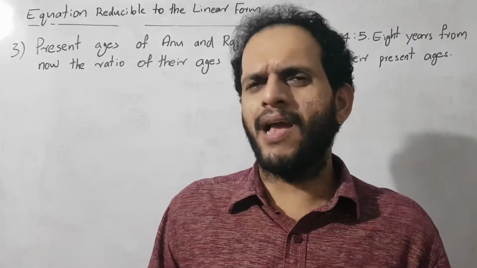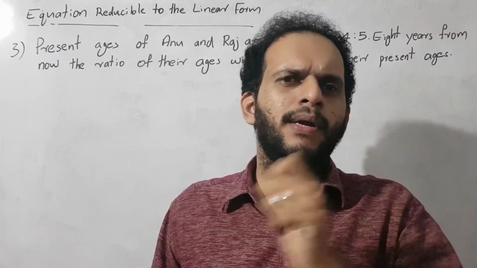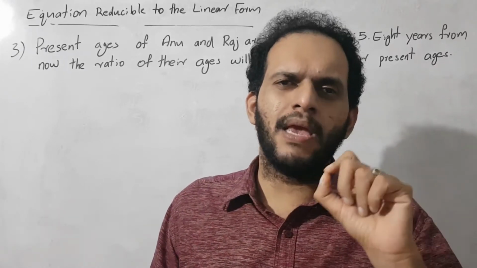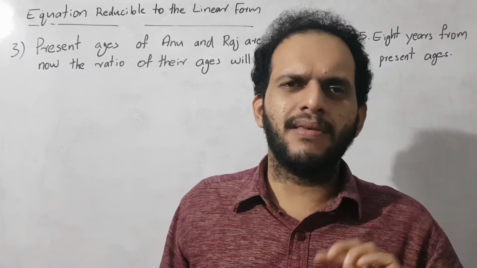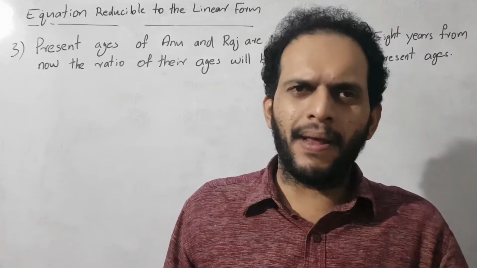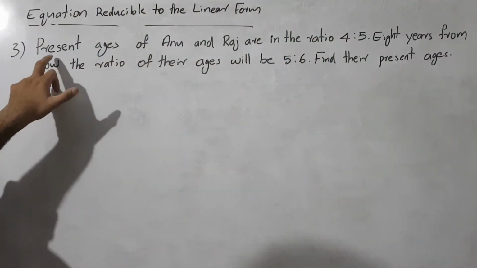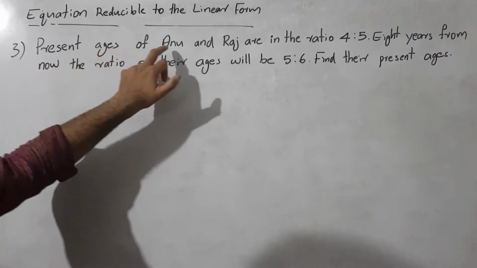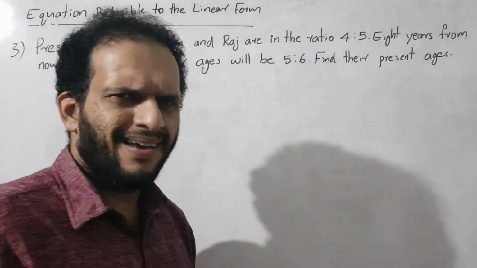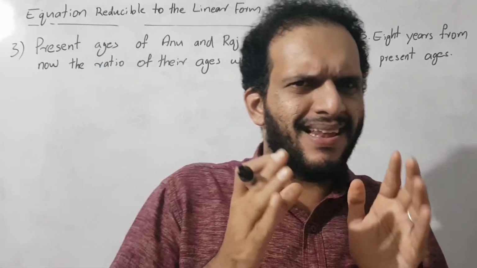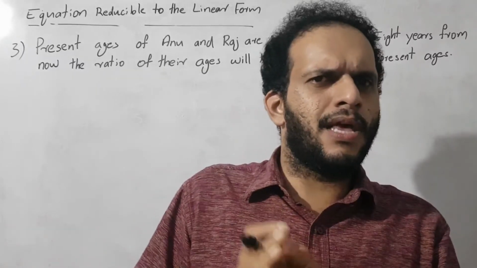A ratio is a fraction also. 1:2 is the same as 1/2. Clear? 5:6 is the same as 5/6. That we apply here. Then what is the question? It is given that the ages of Anu and Raj are in the ratio 4:5. Here the ratio of the ages of two persons is given. Correct?